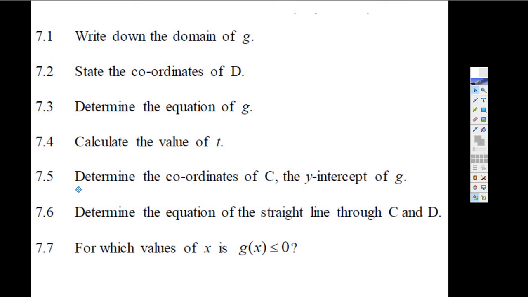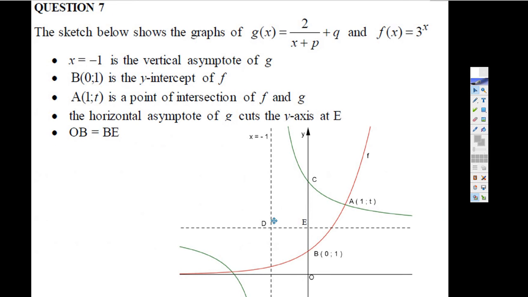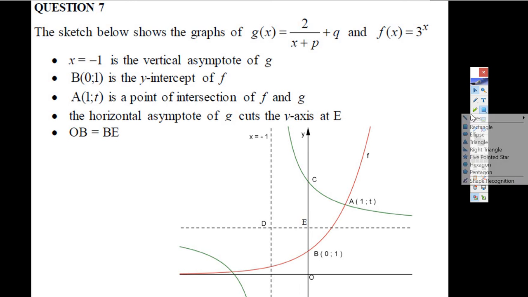Okay, let's look at the next question. Determine the equation of the straight line that's going through C and D. Well, let's look at it here. Well, there's D. We know that point. I think it's minus 1 and 2. And there's C. We just figured it out. It's 0 and 4.